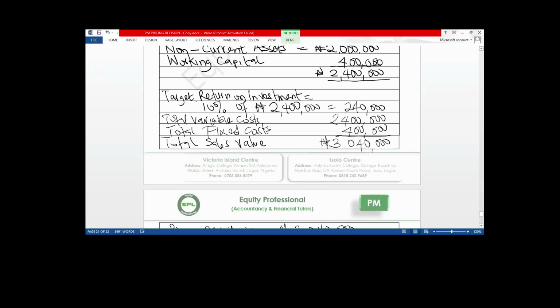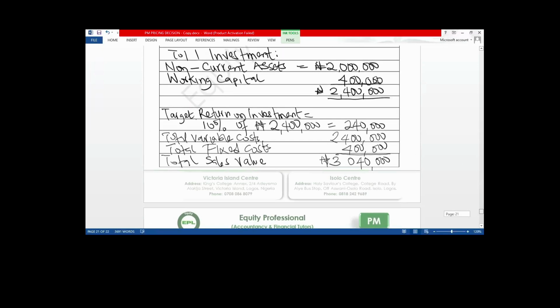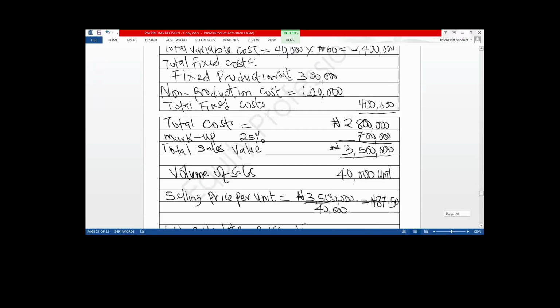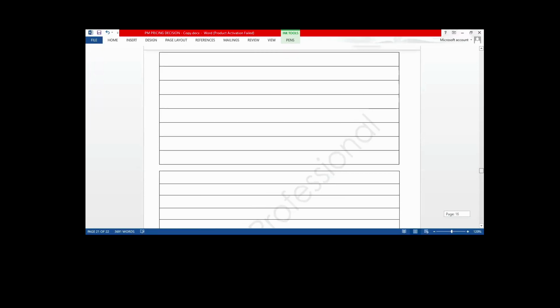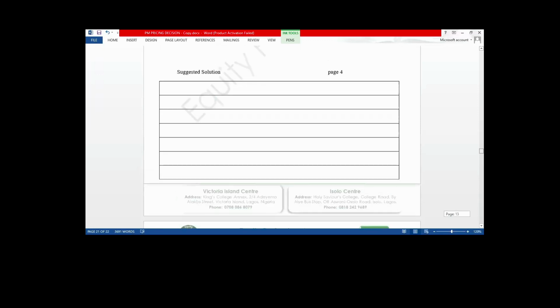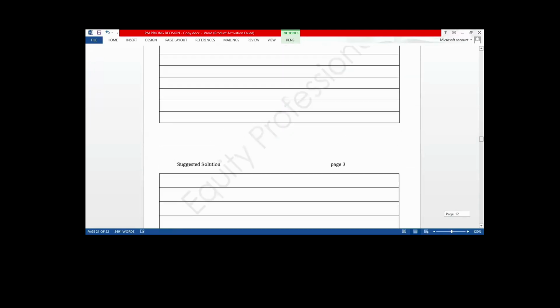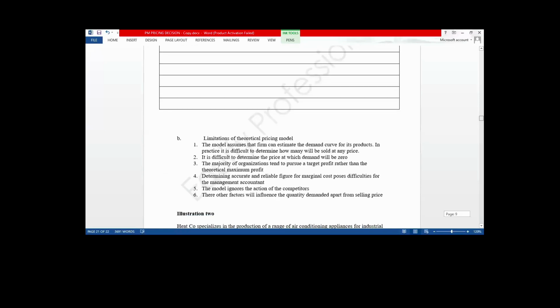We still have an hour. Let's go and see. Let's look at pricing. It's a very good area, a very sensitive area.